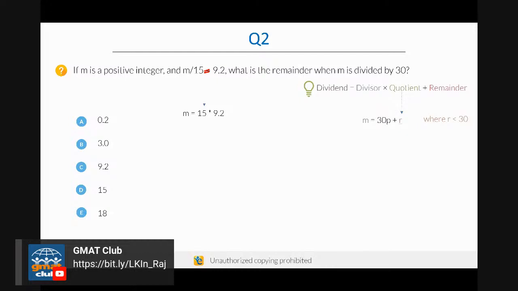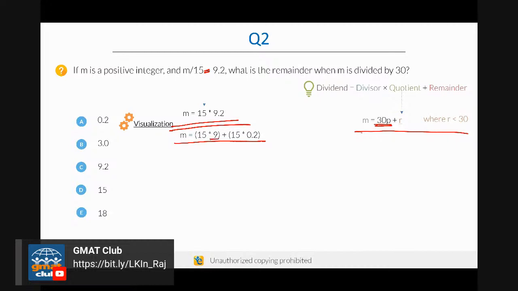Okay. So in this case, as you guys have correctly pointed out, the answer is E. What we have to do is express M as 30p plus R, where R has to be less than 30. The remainder has to be less than the divisor and greater than or equal to 0. What's given to us? We're given M is 15 times 9.2, which means if we break it up, we can really say M is 15 times 9 plus 15 times 0.2. Now remember, we have to express M in the form of 30.